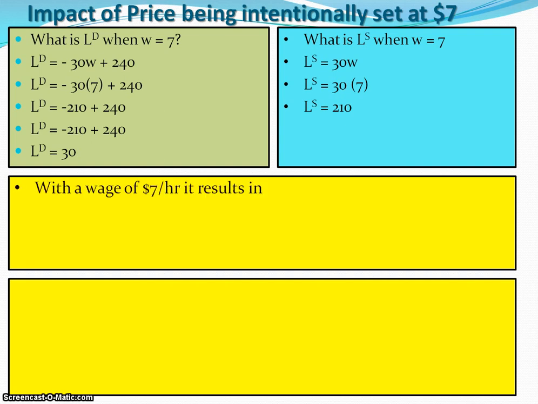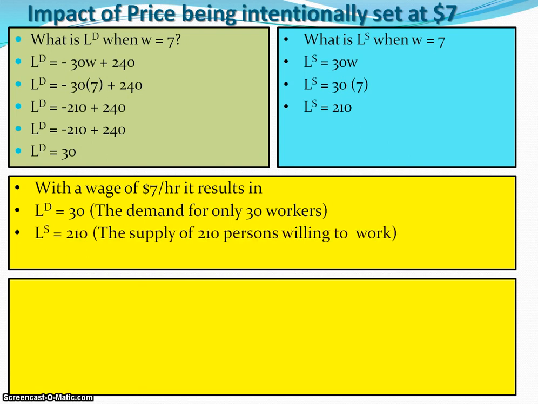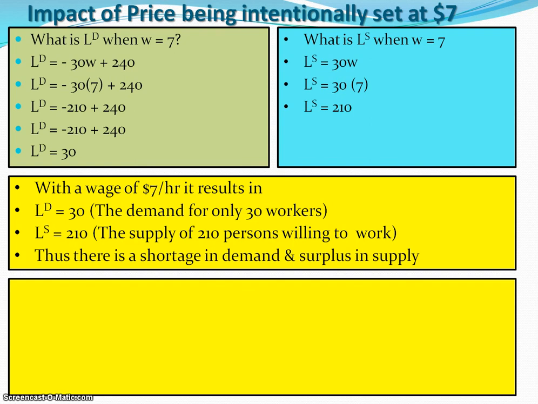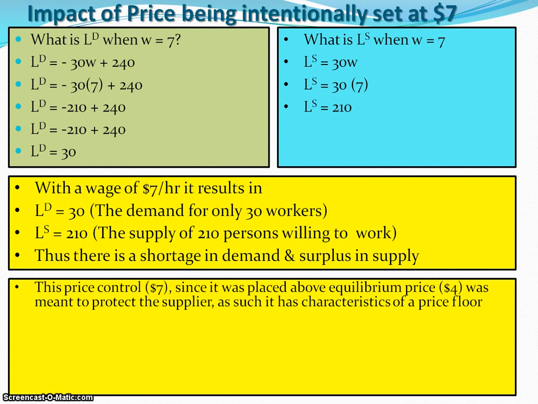Okay? So, with a wage of $7 per hour, it results in demand for labor being equal to 30. So there's a demand for only 30 workers. But the supply is 210. 210 persons are willing to work when the wage is equal to $7 per hour. Thus, there's a shortage in demand and a surplus in supply. You can say it in those two ways.